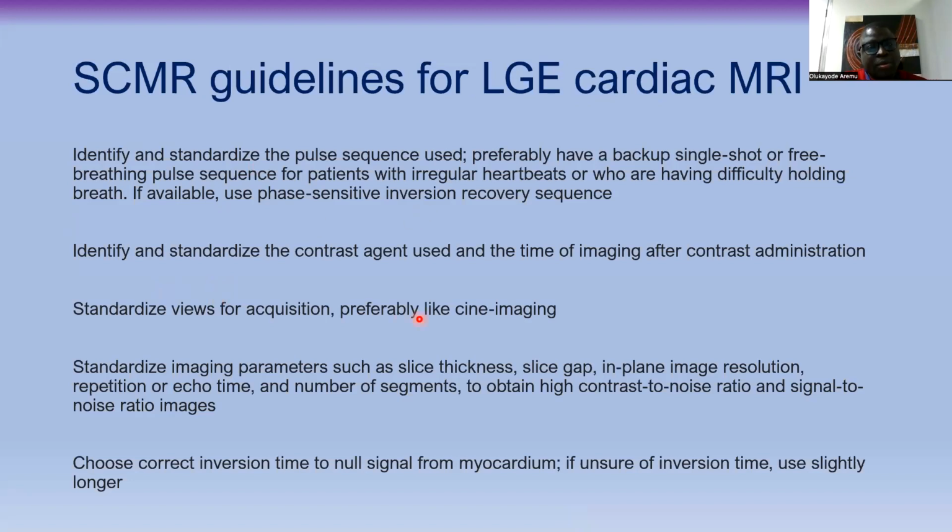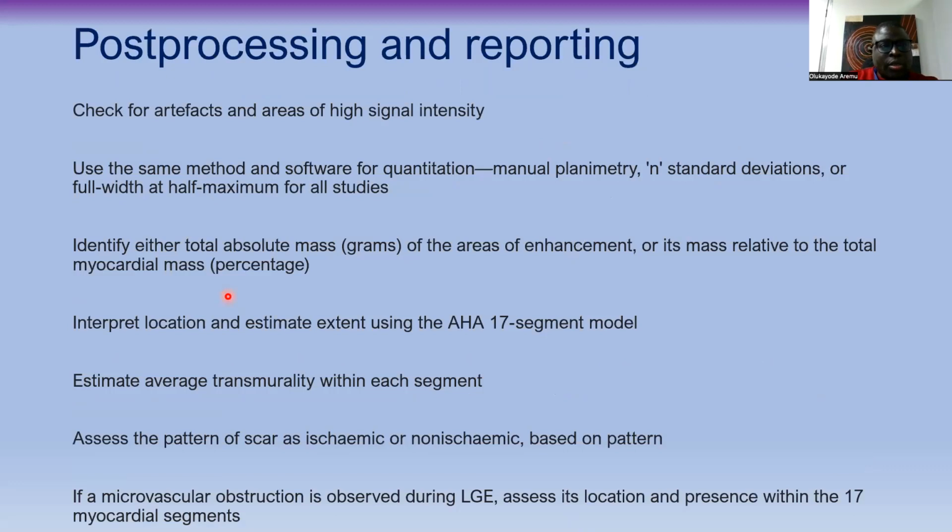I will not really go into this. It's just a guideline for LGE cardiac MRI. What it is saying in brief is that you need to identify and standardize the pulse sequence that you want to use, and then you need to look out for imaging parameters such as thickness, the gap, and the in-plane image resolution. Same here, when you are post-processing, you need to report it very well. When you see any pattern, you need to report it.